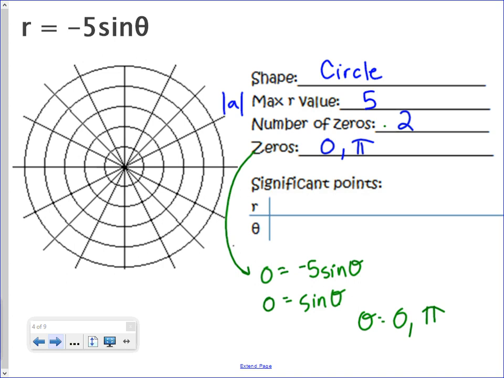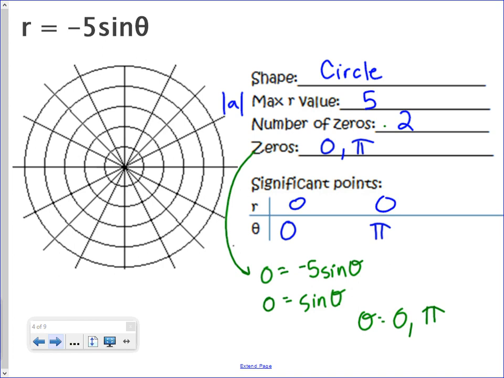Okay, and then here's how I'm going to do my significant points, and I'll do this for all my graphs. My first 2 zeros, which happen to be 0 and pi, I'm going to put in for theta: 0, I'm going to leave a little space, pi. And because they were labeled as zeros, I know what r is for both of them. It is 0.